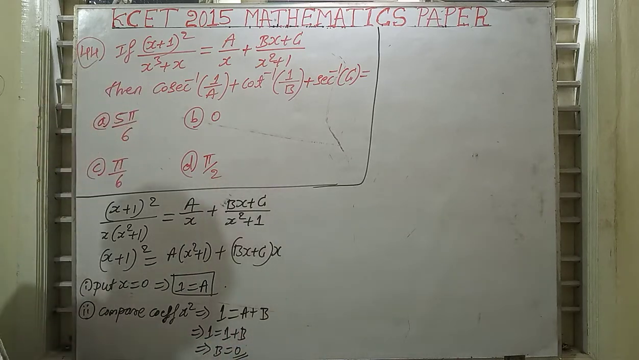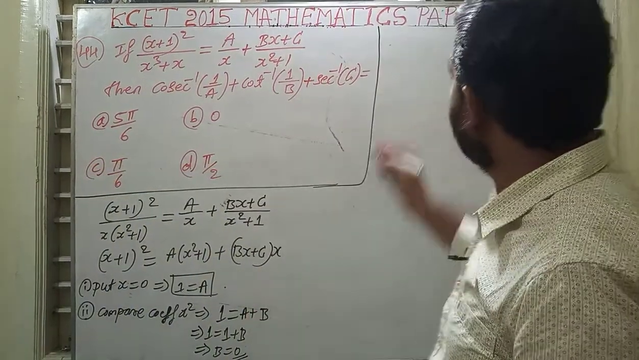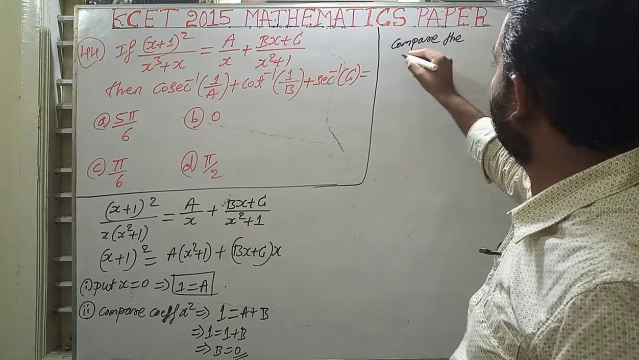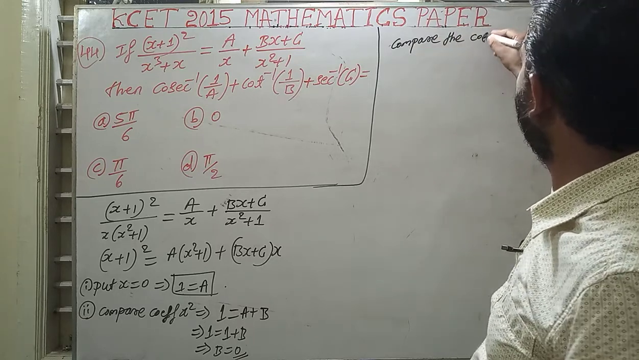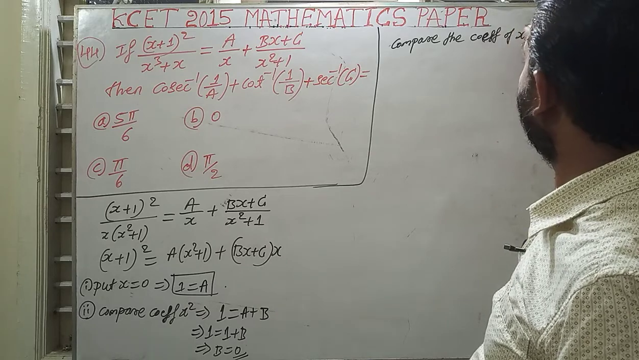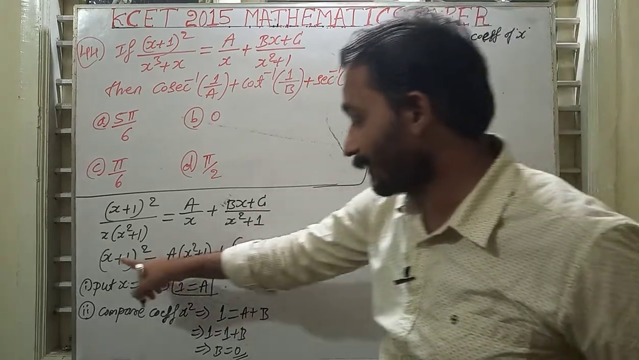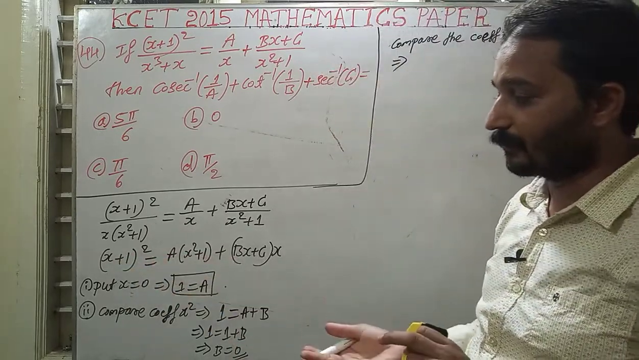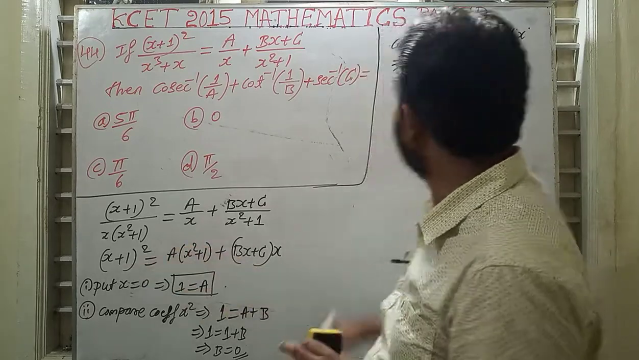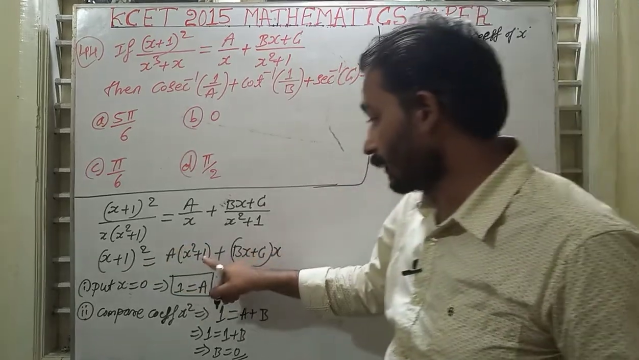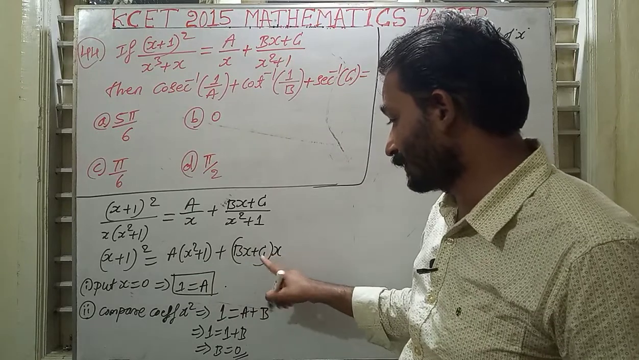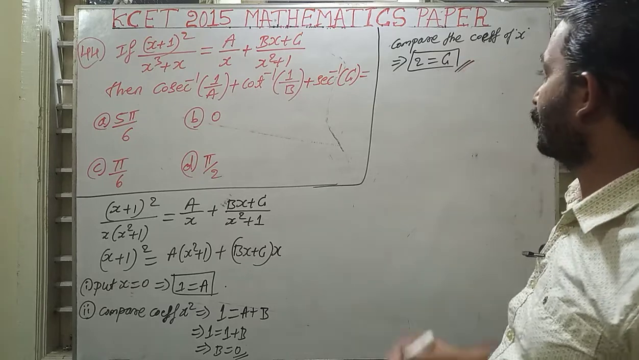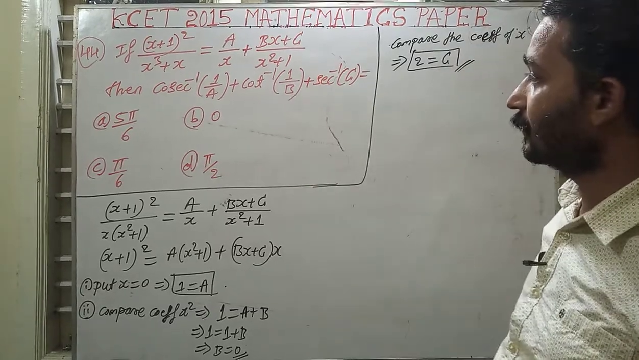So now compare the coefficient of x on both sides. Here, x plus 1 whole square simplification is what? x square plus 1 square 1 plus 2x. So the x coefficient is 2, equal to c, the x coefficient on the other side. Now directly find out the c value is equal to 2.